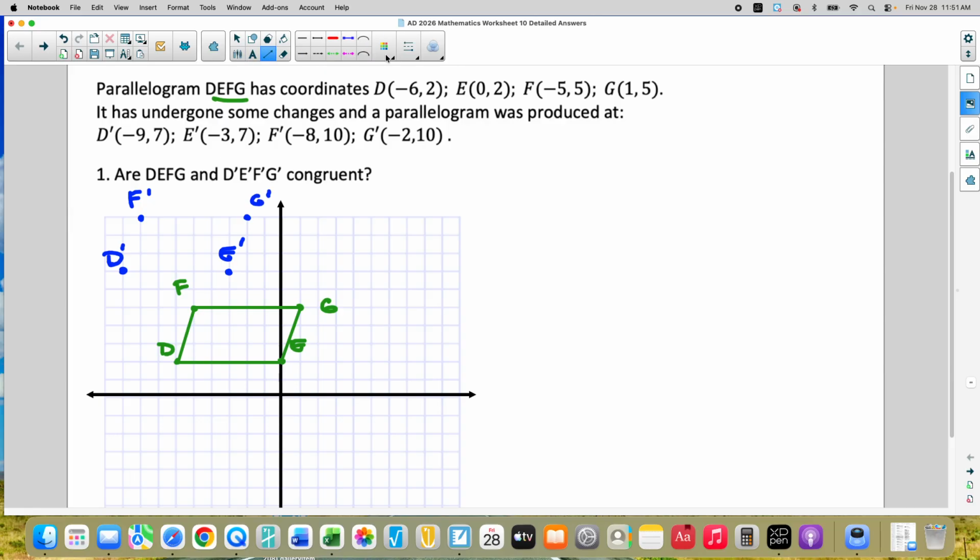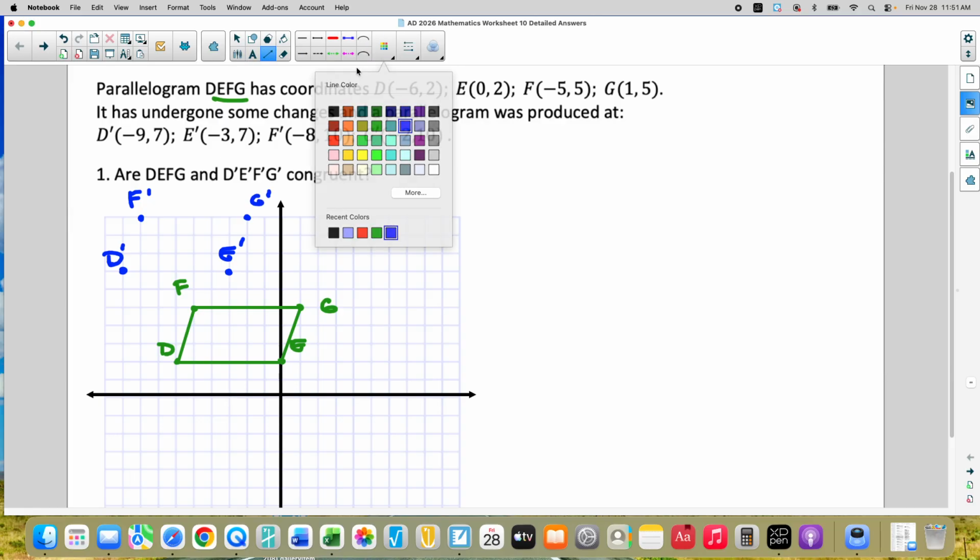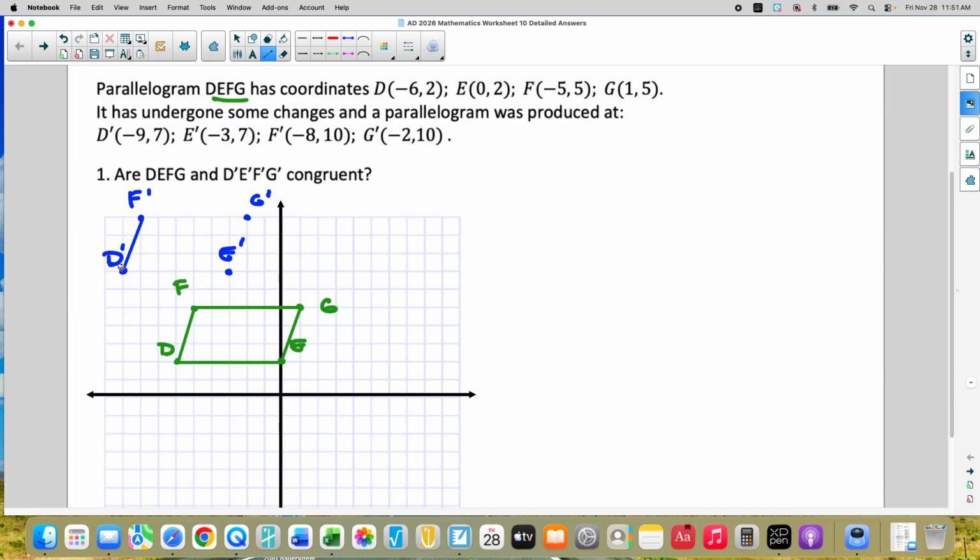And if we connect those dots, let's move that E over a little bit. Well, let's erase that and we can redo our dot.